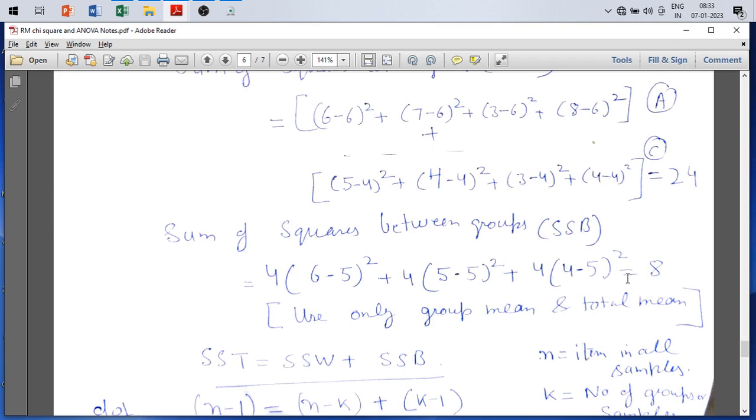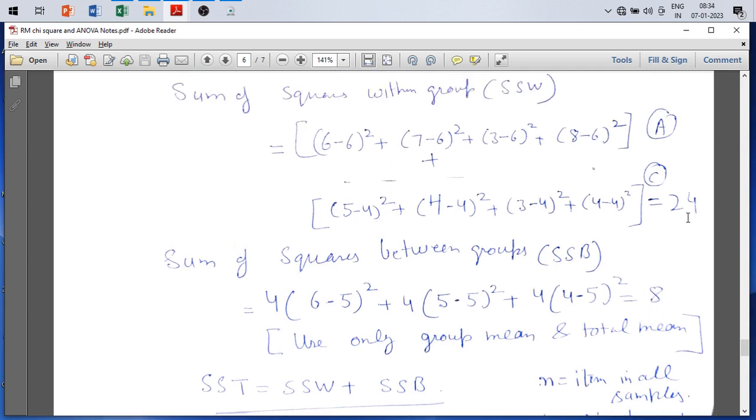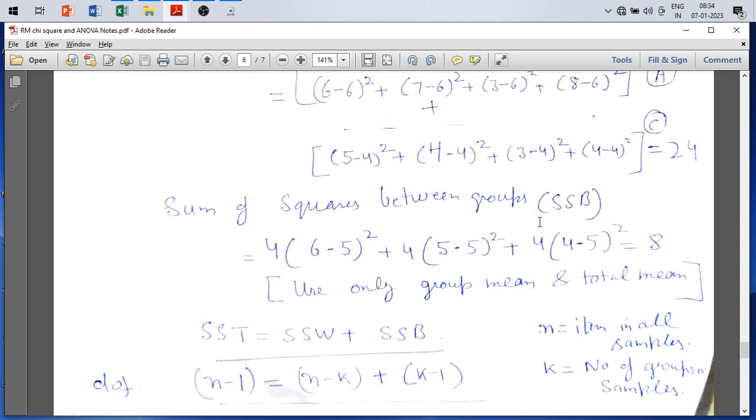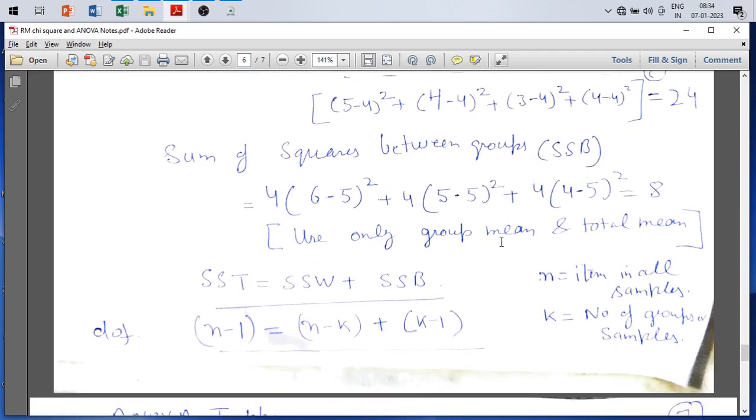So for example, if SSB turns out to be very large, and say SSW is small, okay, that means that there is a difference between the groups. So the ratio is important, but before we calculate the ratio, we have to take the degree of freedom into account. So let us look at that also first.